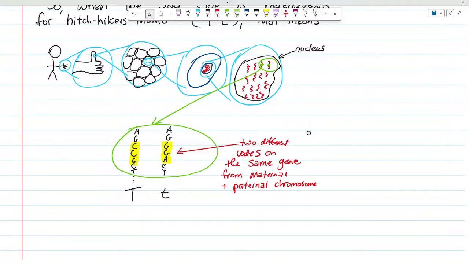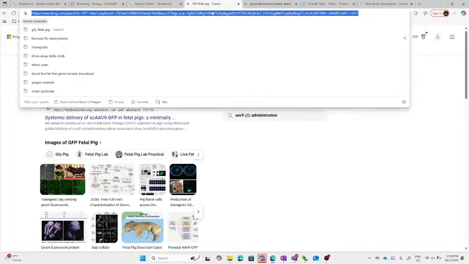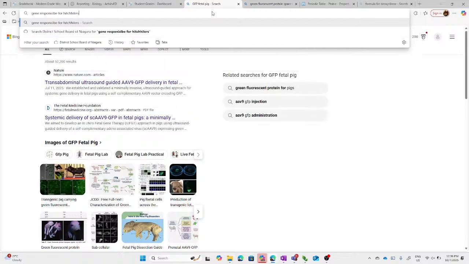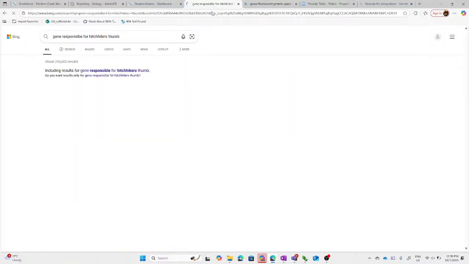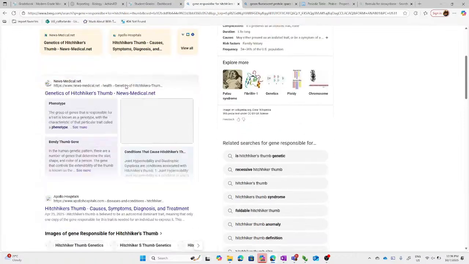But what we're really talking about is the code of that. And the last thing I want to say is we can actually look, the entire human genome has been mapped, which means if we want to see the gene responsible for hitchhiker's thumb, we can look that up, right? And it is the bendy thumb gene.